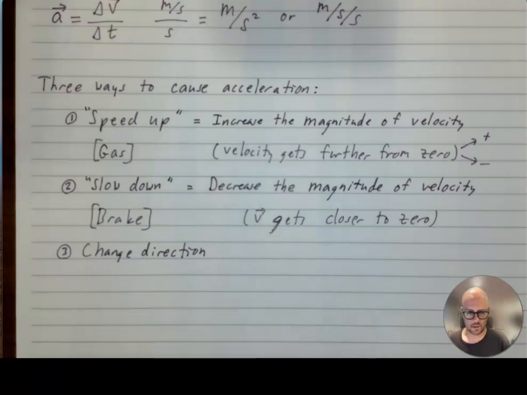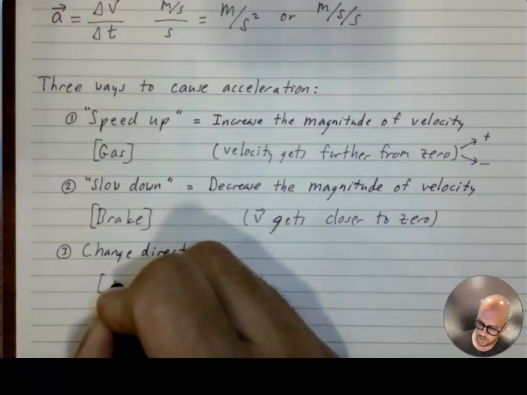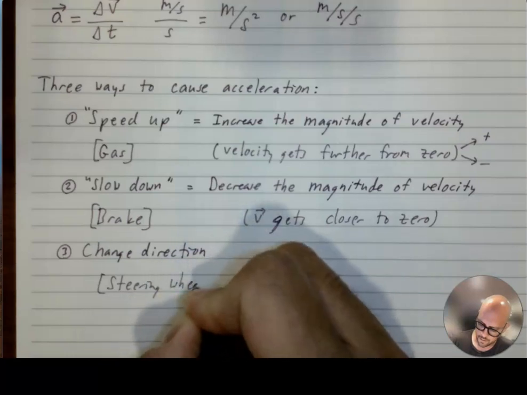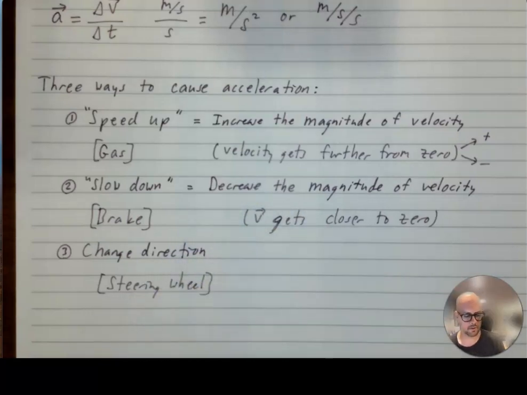And the last one is a change in direction. We don't deal with this one as much in this physics course as you would in a college physics course, but we do deal with it a bit. When you change direction in a car, you use the steering wheel. And so every time you use the steering wheel to change direction, you have caused acceleration. Velocity is a vector. And so if you change the direction of the velocity, then you have actually changed the velocity, and you have caused acceleration.